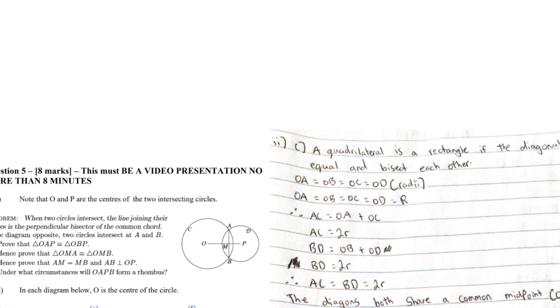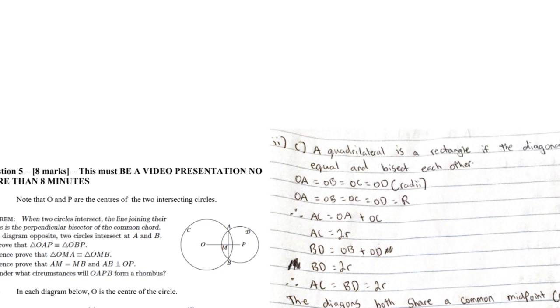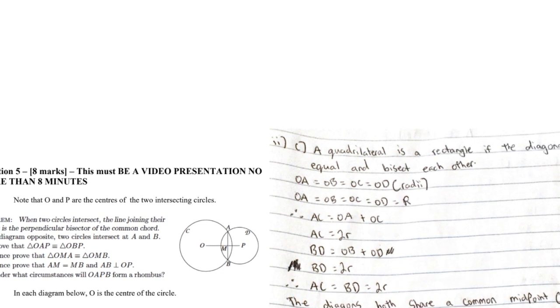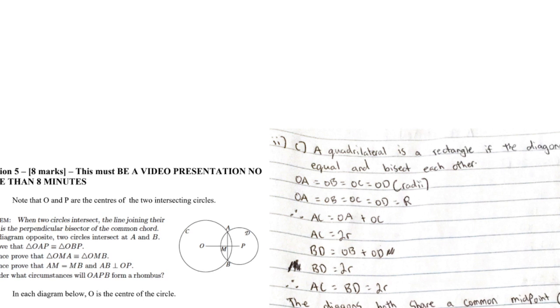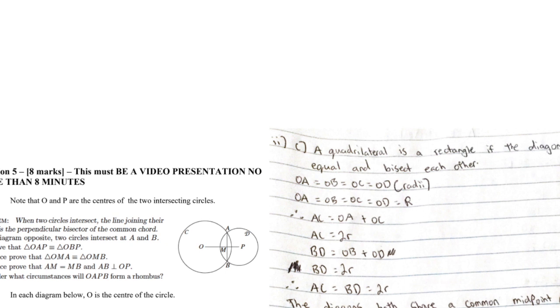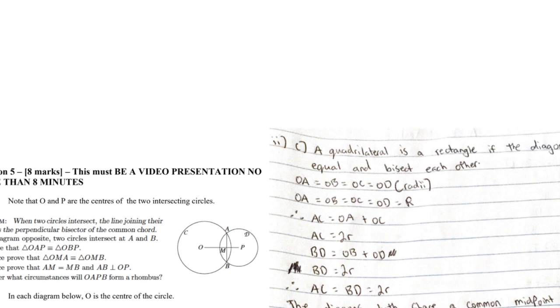BD is equal to OB plus OD. Or another way of saying this is BD equals 2R because OB and OD both equal R, and R plus R is 2R. Therefore, AC equals BD equals 2R. These diagonals also both share a common midpoint in O. So therefore, AC and BD bisect each other. So therefore, ABCD is a rectangle.